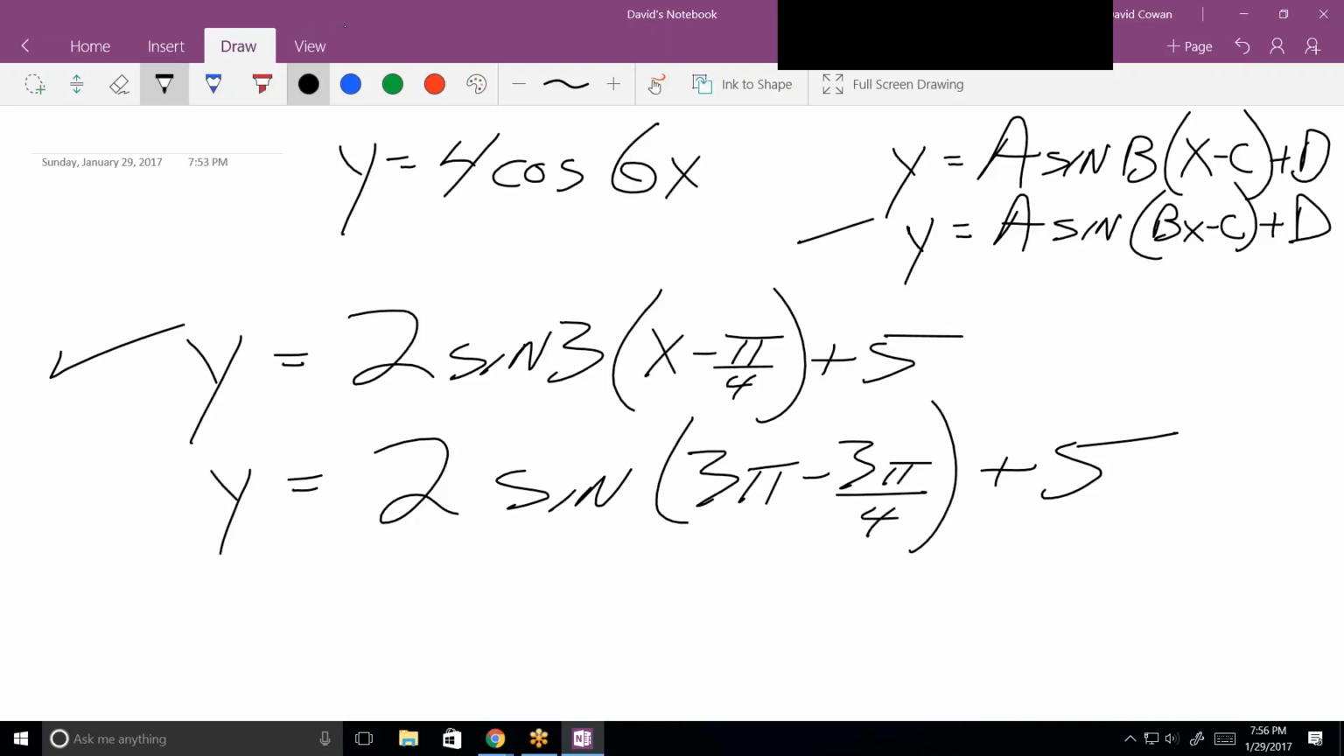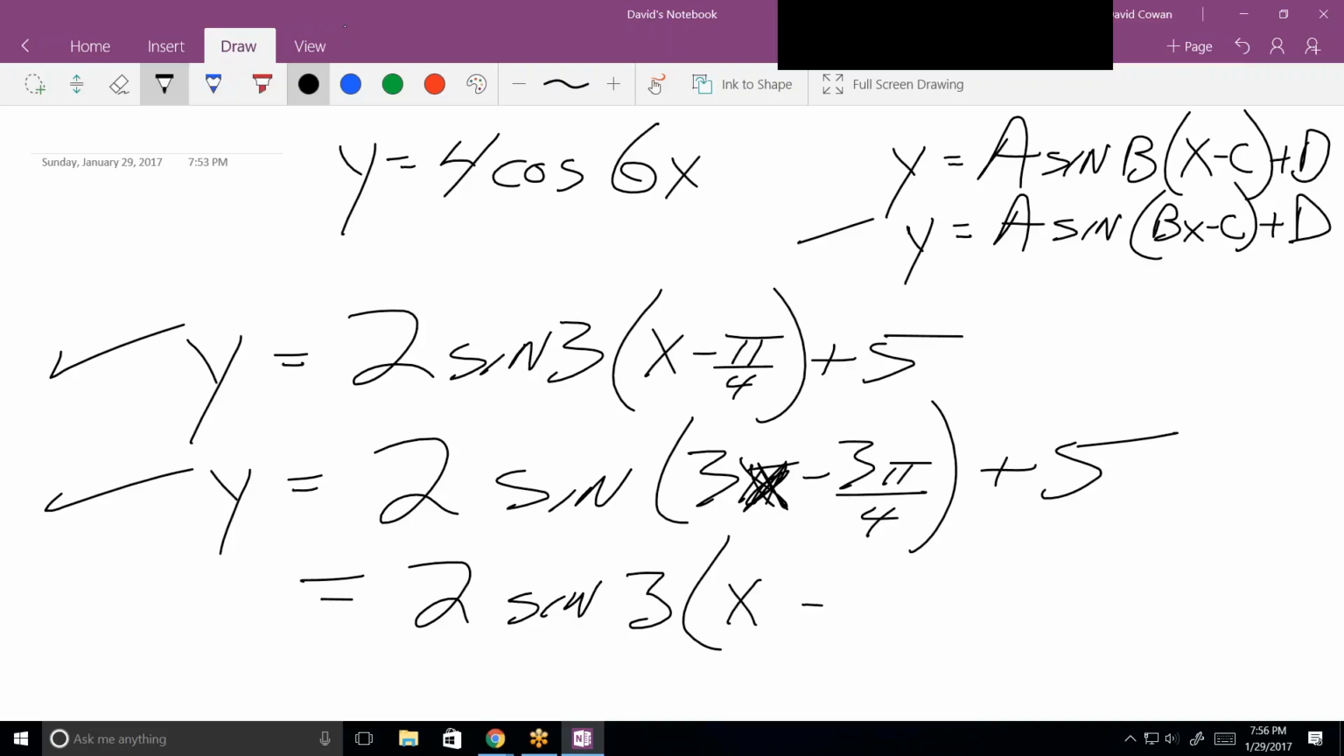If it's given to you in the second format, you have to factor out B. In other words, I got to turn this into 2 sine. I'm going to divide everything by 3, and that leaves, I meant x, excuse me, that wasn't a pi. Right. And that leaves what the first one was. Same thing.